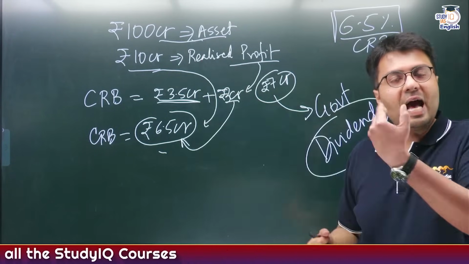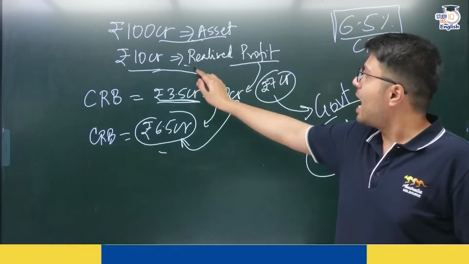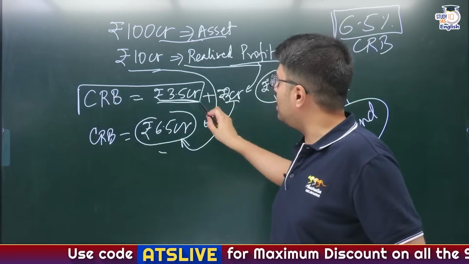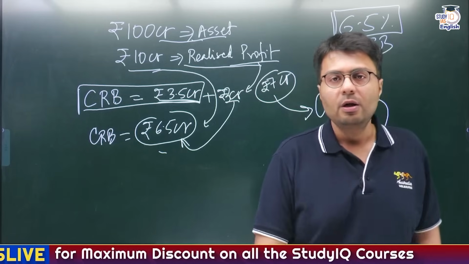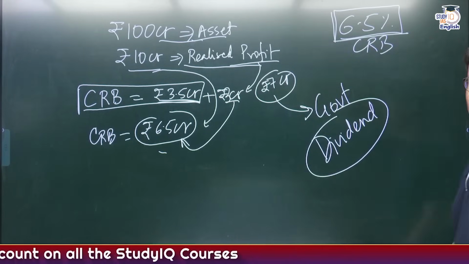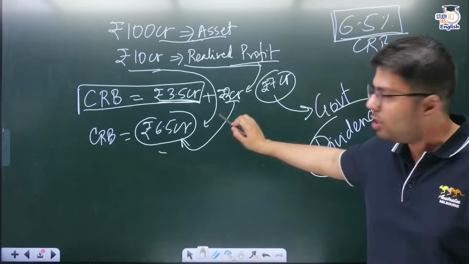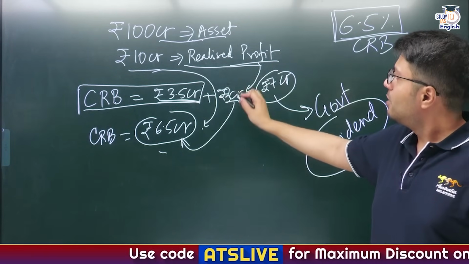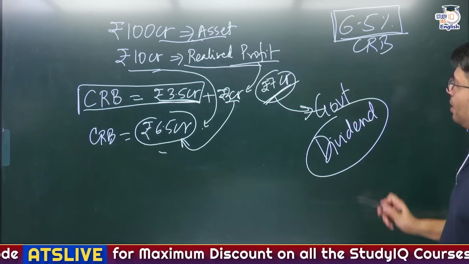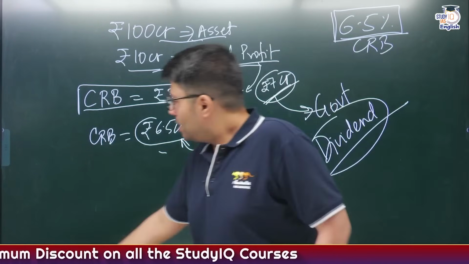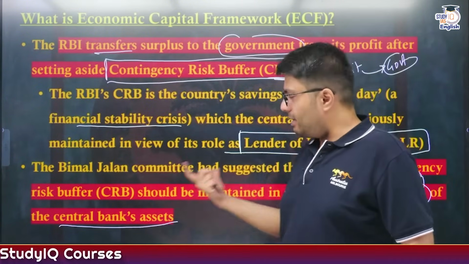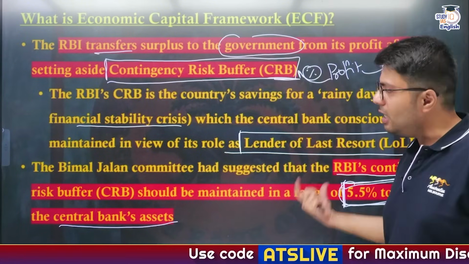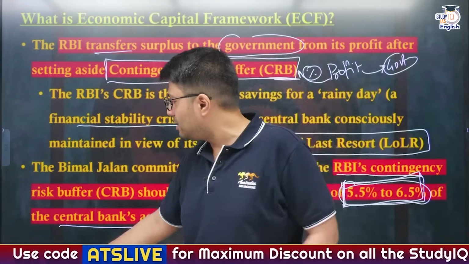So let me be clear again. 100 crore rupees was the asset of RBI in a particular year, and using those assets, RBI made a realized profit of 10 crore rupees. Now in that particular year, RBI saw that its CRB was at 3.5 crore rupees, but RBI needs to maintain CRB at 6.5 crore rupees. So that means it needs to add 3 crore rupees more to make it 6.5 crore rupees. So from 10 crore rupees, it transfers 3 crores to CRB. So the rest amount, that is 7 crore, will be transferred to government as a dividend. So this is what was suggested by the Bimal Jalan committee, that CRB needs to be maintained between 5.5 to 6.5%. That depends upon RBI's decision, and the rest amount of money will be transferred to government as its profit.